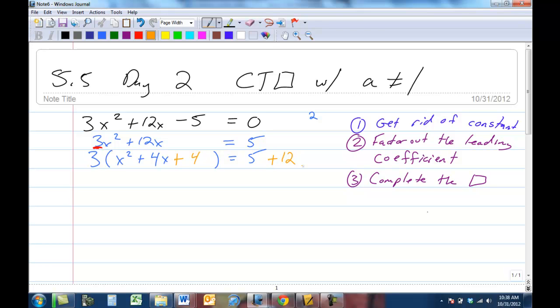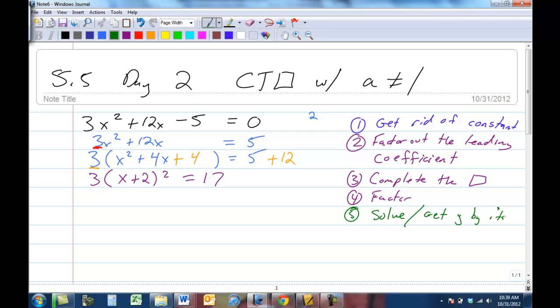All right, that's kind of a tricky thing. But because of this 3 outside, if we were to distribute, we actually added 12. All right, step 4 is simplify and factor. So now we're at 3 times the quantity of x, now half of b was 2, plus 2 quantity squared equals 17. All right, and then step 5, of course, was solve or get y by itself, depending on what the task is.